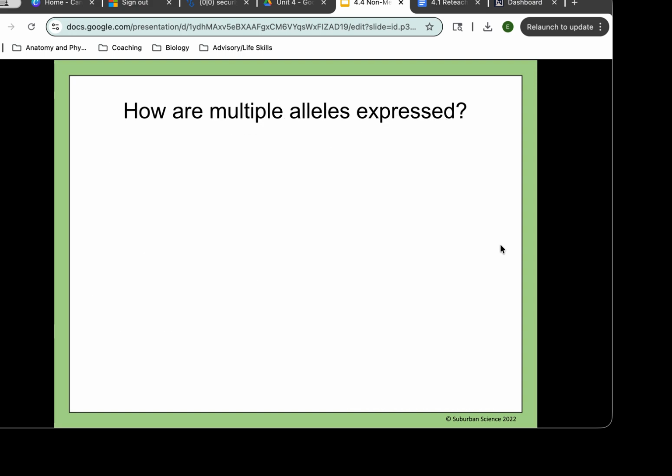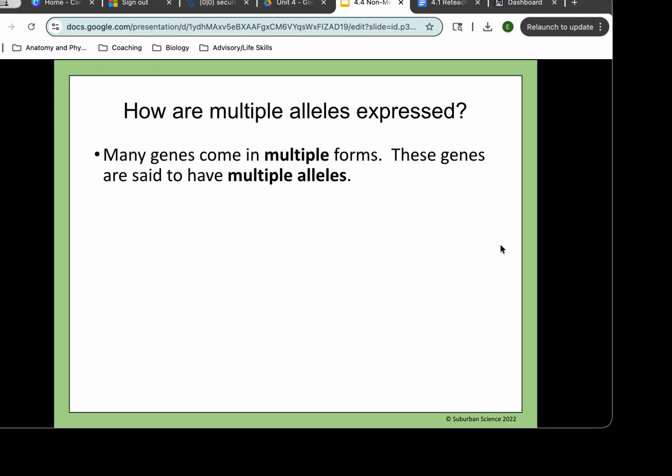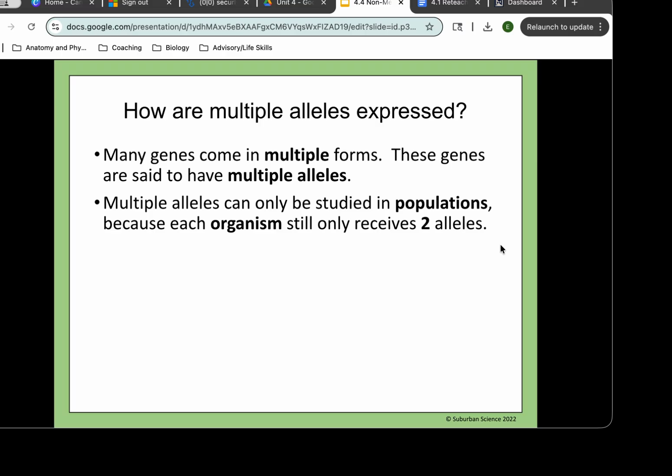So the last one we're going to talk about today, and we'll spend time on this when I come back, are multiple alleles. So many genes come in multiple forms. And we say that these genes have multiple alleles. Multiple meaning more than two. Right, everything up until now that we've talked about is either red, white, right? Then we talked about pink. There's only really two letters, a capital and a lowercase. Now we're going to see a greater variety of things. And because of that, because each organism still only gets two alleles, right? You can only get one from mom and one from dad. We only study multiple alleles in whole populations. Even just your family, because you have the same parents, only shows your parents' alleles.